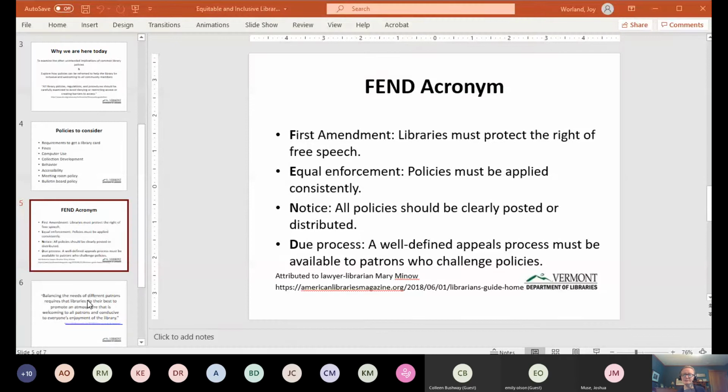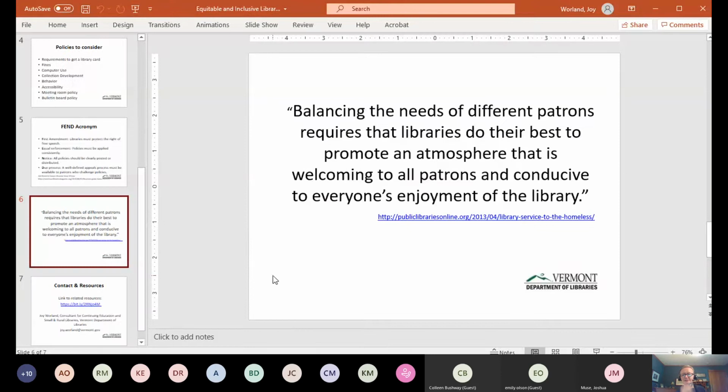I'm going to open up for questions and look back on the chat in a second here, but I did also just want to share another quote from one of the articles I'm sharing at the end: balancing the needs of different patrons requires that libraries do their best to promote an atmosphere that's welcoming to all patrons and conducive to everyone's enjoyment of the library. So that is our end goal here. And just to reframe how we're thinking about that, when we say all patrons, who are those people that we're trying to include in that?